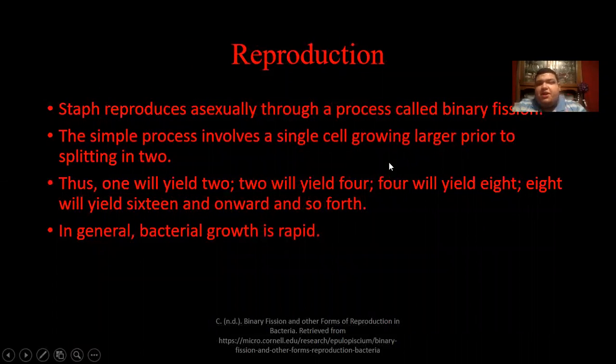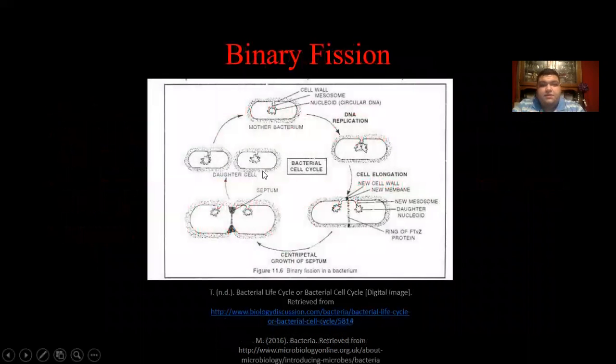So staph, like other prokaryotes and bacteria, reproduces asexually through a process called binary fission. Essentially, one mother cell elongates and then splits in two. And this process continues over and over. One would yield 2, 2 would yield 4, and so on. So generally bacterial growth is rapid, which is pretty common. Here is a little illustration of the binary fission.